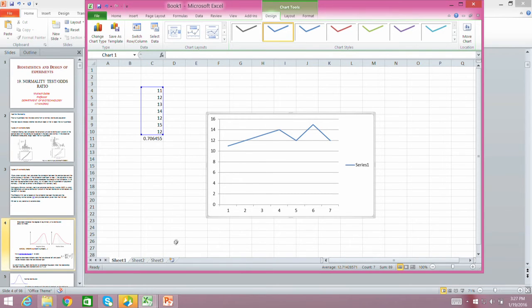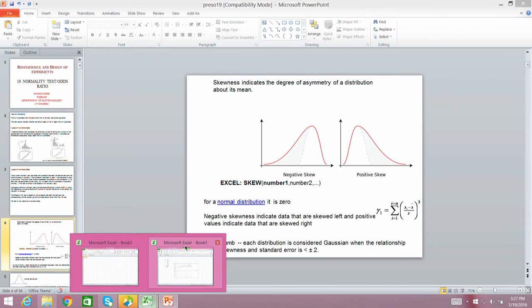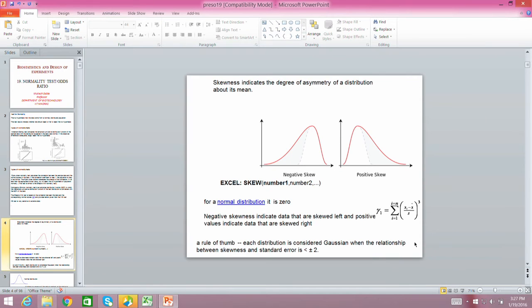So the Excel function is there. For a normal distribution, the skewness factor will be 0. For a negative skewness, we have data skewed to the left, and positive values indicate data that are skewed to the right. So a positive value will indicate that the data is skewed to the right.